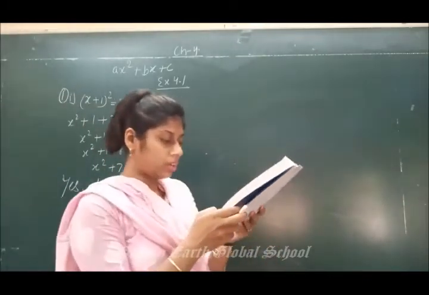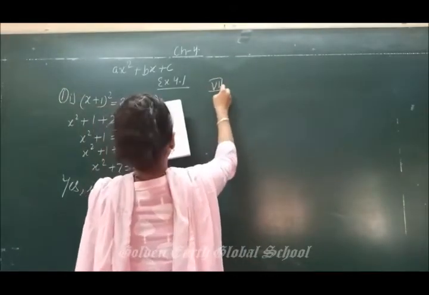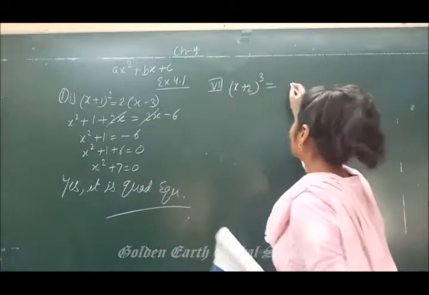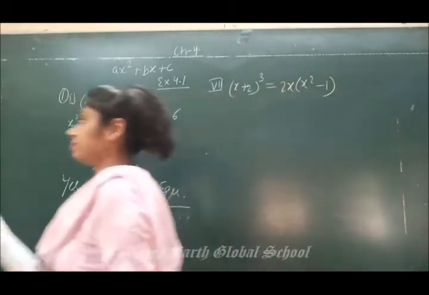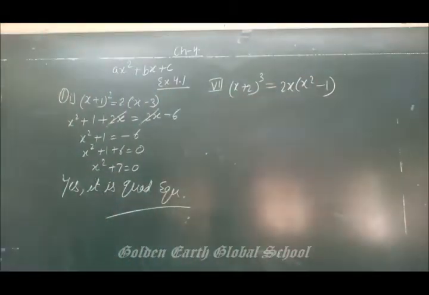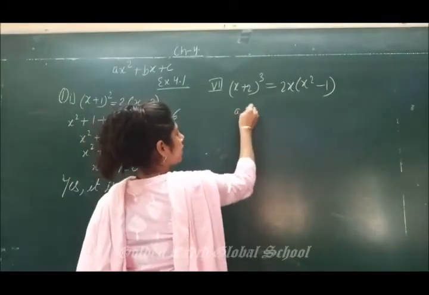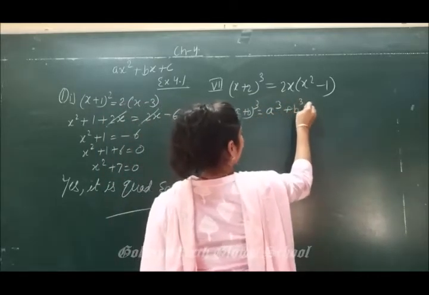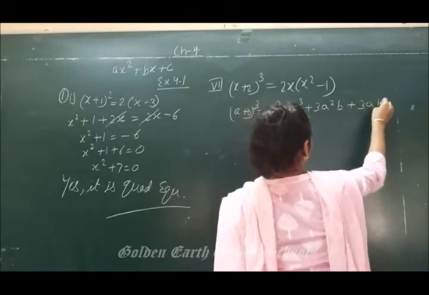Now I will solve 7th part, cubic identity. (x plus 2) whole cube is equal to 2x(x square minus 1). In this equation, we have to open the cubic identity. What is the identity? (a plus b) whole cube is equal to a cube plus b cube plus 3a square b plus 3ab square.